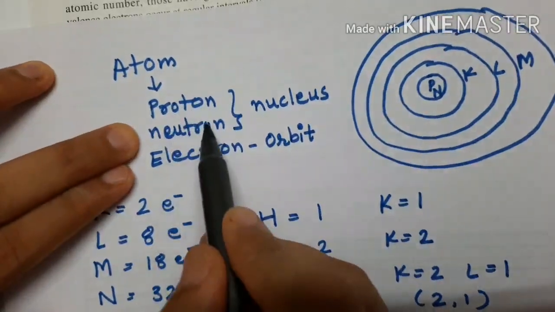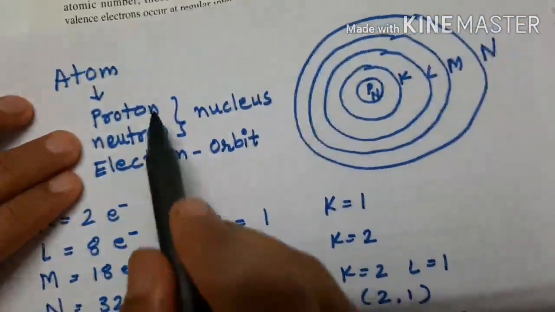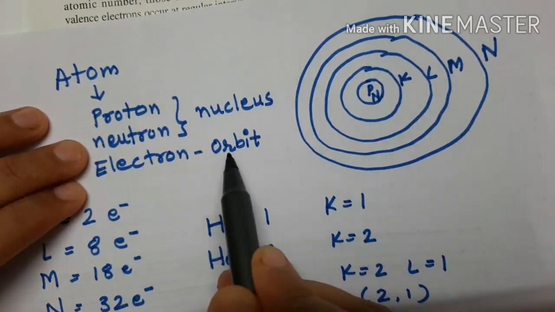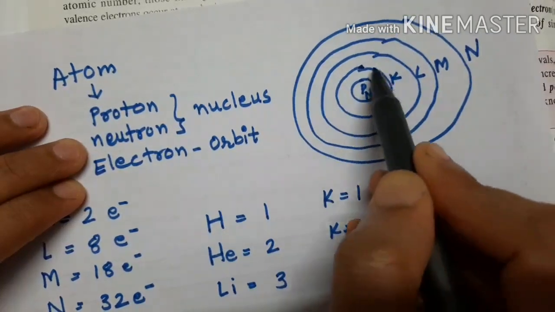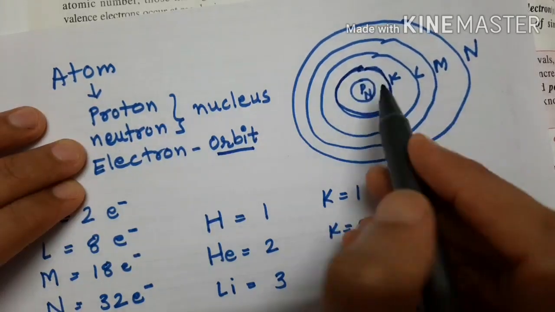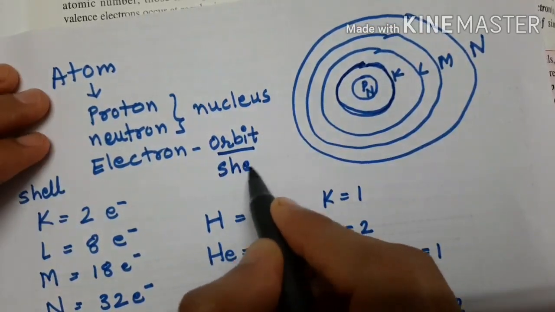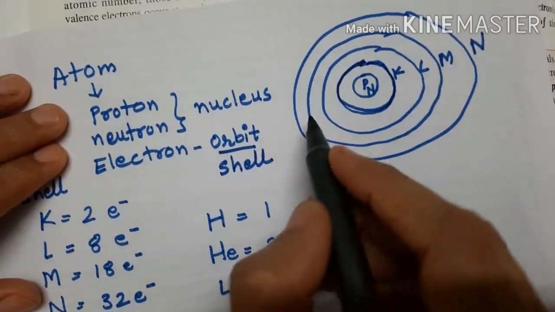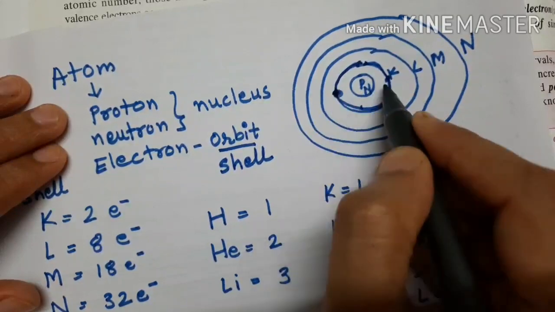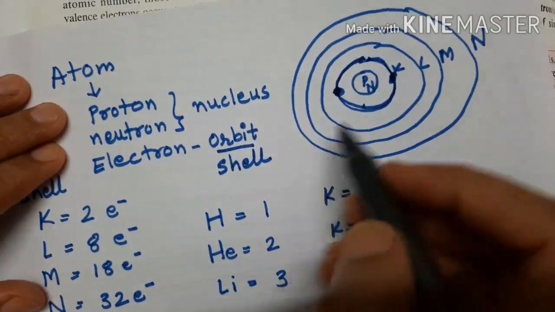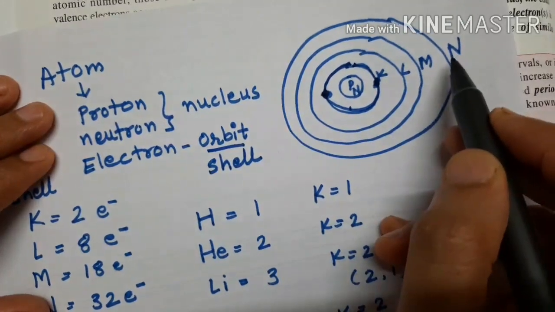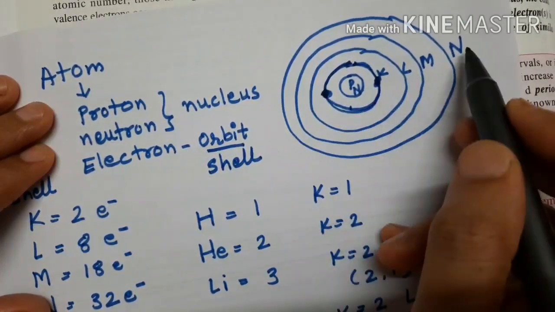Atoms have protons, neutrons and electrons. Protons and neutrons are present in the nucleus, and electrons revolve around it in orbits. This is an orbit, and it is also called a shell. Electrons are here, like this. So there are 4 shells, K, L, M, N. Now why are there shells?